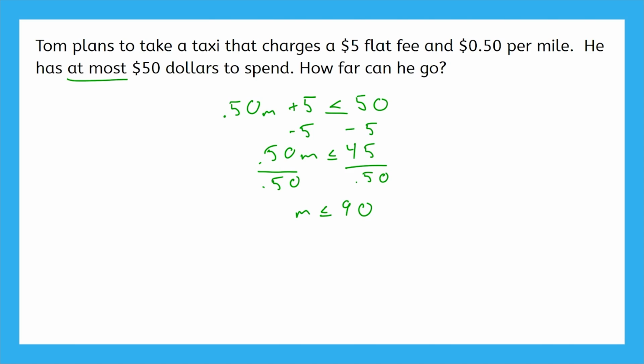Remember, m was the amount of miles Tom goes in the taxi. So we're saying that the distance Tom travels can be equal to 90 miles, or any amount less than that. That makes sense because at 90 miles, Tom would spend exactly $50, so he could go any smaller distance and pay less. He just can't go more than 90 miles because then he couldn't afford it.